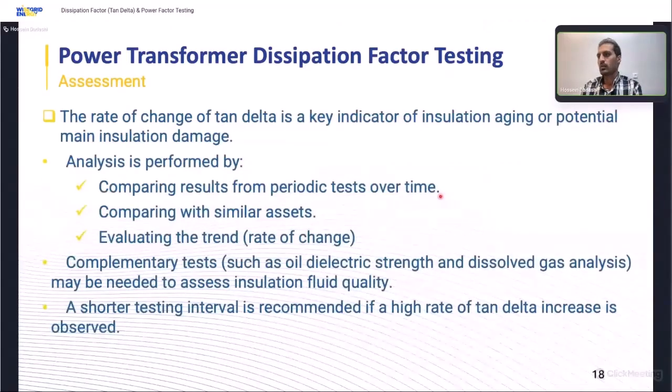Finally, for assessment, rate of change of tan delta is really important in comparison to the absolute values which we've seen in the previous slide. The analysis is performed by comparing test results from periodic tests over time, comparing with similar assets, and evaluating the trend, I mean rate of change. Also, complementary tests like DGA and oil quality tests are really important to assess the insulation quality. And we need sometimes to shorten our testing intervals to find out the problem inside of the transformer.